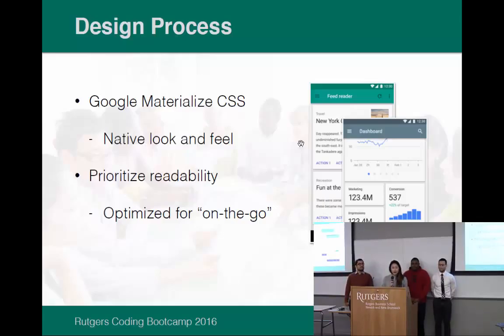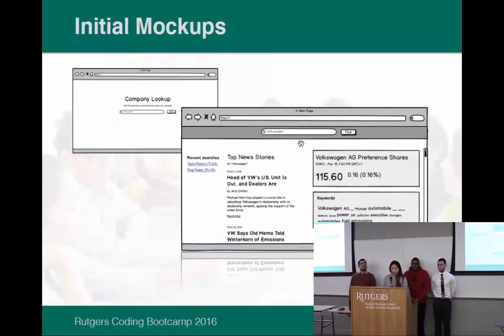Also, knowing that our content was going to be text heavy, we wanted to prioritize readability and optimize it for a user that would be on the go. The main way we achieved this was by limiting the number of items that would display on a page, by really editing and decluttering the whole thing. By looking at our initial mock-ups, you can start to see the basic elements we knew that we wanted to include and how we started to think about the layout hierarchy.